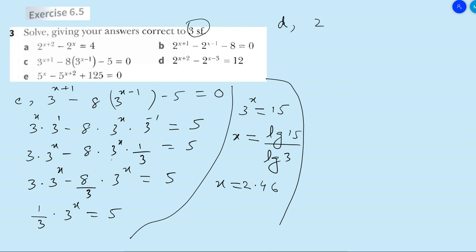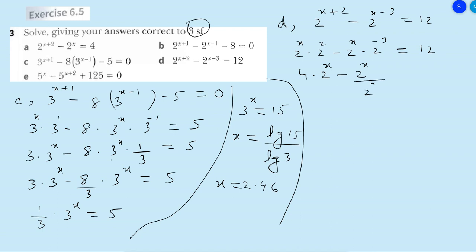Part D is 2 power x+2 minus 2 power x-3 equals 12. Very easy. You can write 2 power x into 2 power 2, minus 2 power x into 2 power minus 3, equals 12. 2 power 2 is 4, so 4 into 2 power x. Please keep in mind this point is not a decimal. This is a dot. Dot means multiply. Minus 2 power x upon 2 power 3, as 2 power minus 3 becomes 2 power 3 in the denominator.